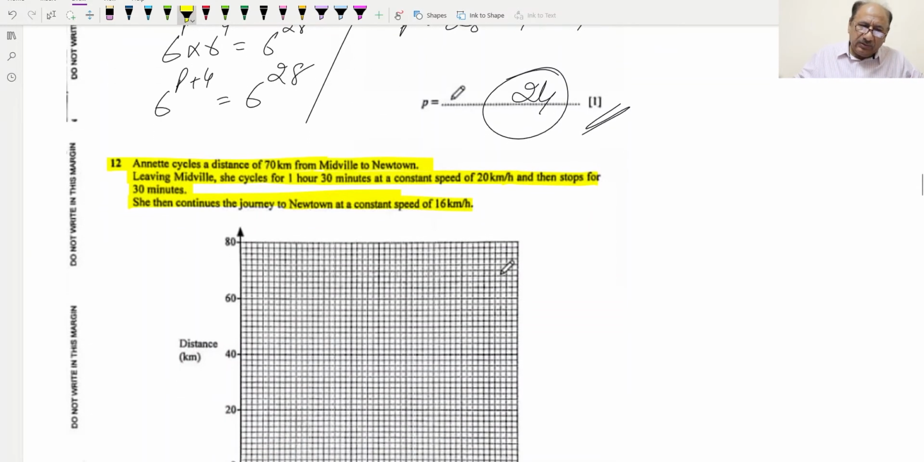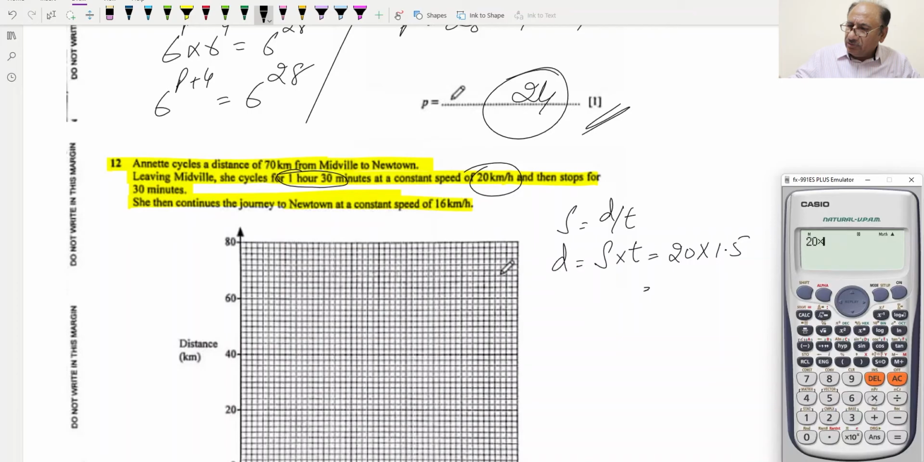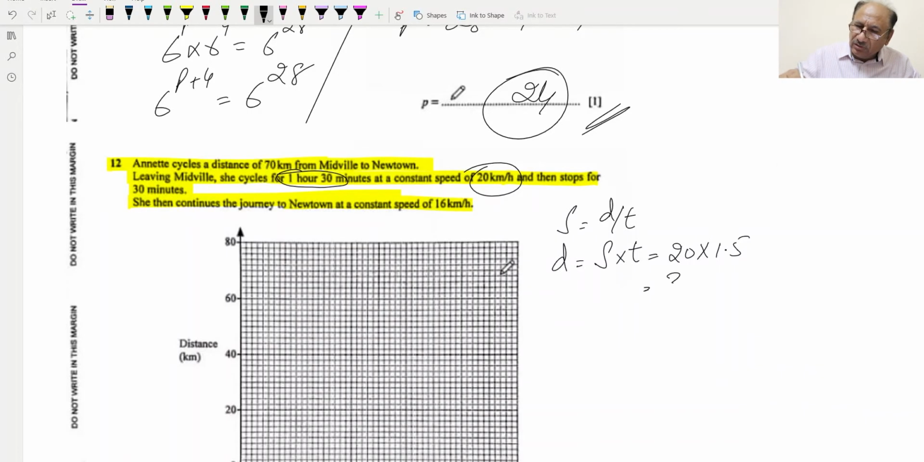Now we can calculate this. We know the formula, speed is equal to distance over time. This means distance will be equal to speed into time, and speed is what? Speed is 20 km per hour, which is given over here, and time is 1 hour and 30 minutes. 1 hour 30 minutes we can write as 1.5, and this will be equal to 20 into 1.5, which is 30, so we can write 30, and this will be distance, which is in kilometers.